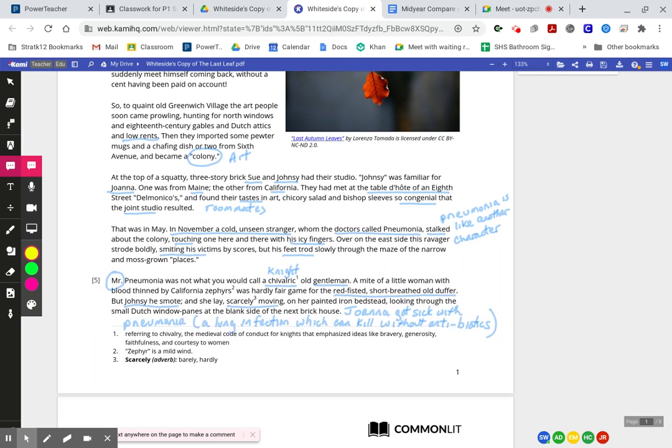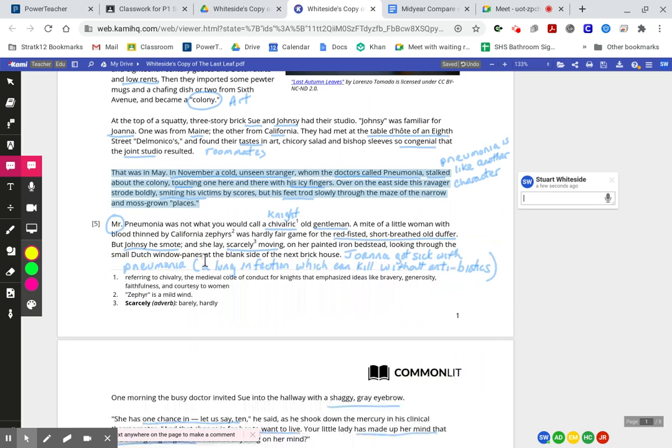And then what happens is, I'm trying to highlight, but it's not working. Let's try this again. What happens is they are visited by pneumonia. But pneumonia is described as a person. So this is personification.